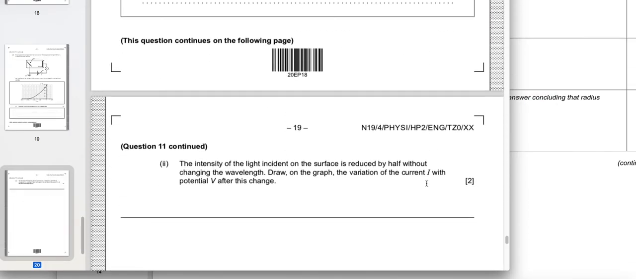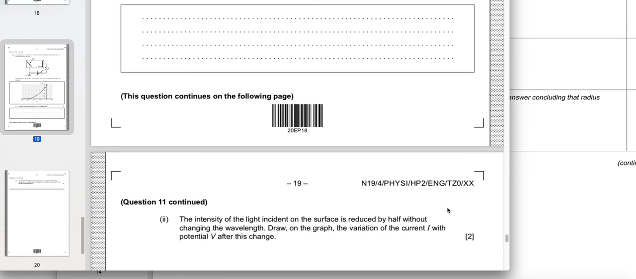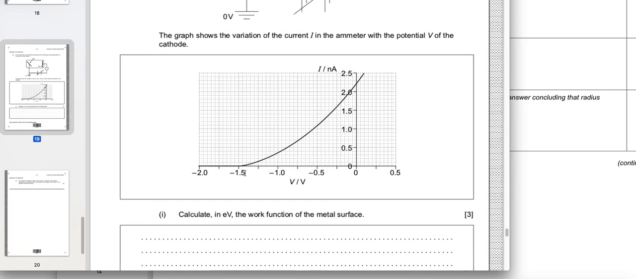Yes, it is. The intensity of light incident on the surface is reduced by half without changing the wavelength. Draw the graph of the variation of current with the potential difference. So intensity is less. What does it mean? It means that we have fewer photons, so fewer electrons emitted, but each electron has the same energy. So you have to start here because of the same stopping potential, the same energy, but the current is less because we have fewer electrons.